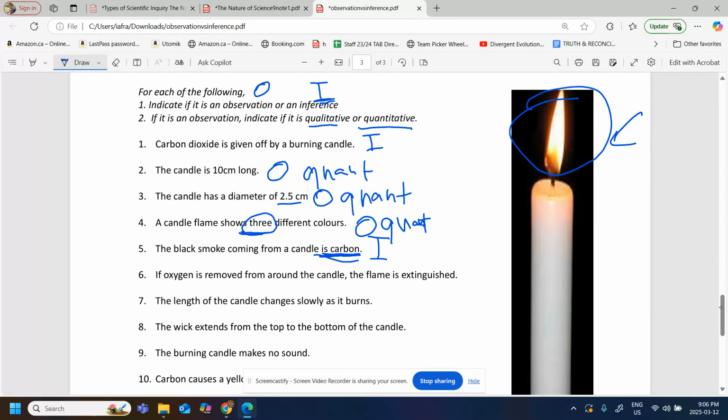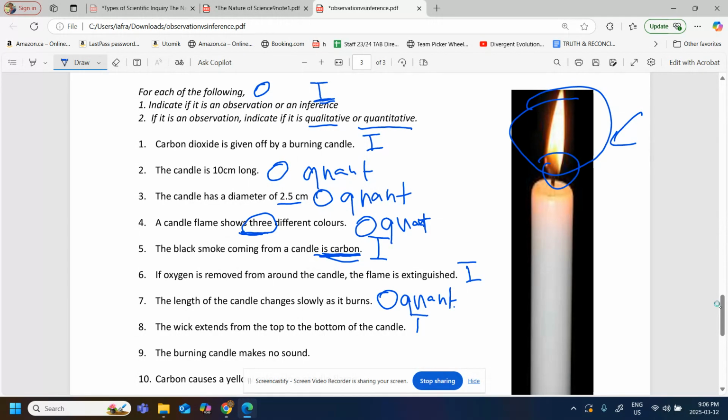If oxygen is removed from the candle, the flame is extinguished. If you've actually removed oxygen, then you could say it's an observation, but if you're just saying it, it's an inference at that point. The length of the candle changes slowly as it burns, so if we're watching that happen, yes, it would be an observation. If you've measured the length, then we'd say it's a quantitative observation.